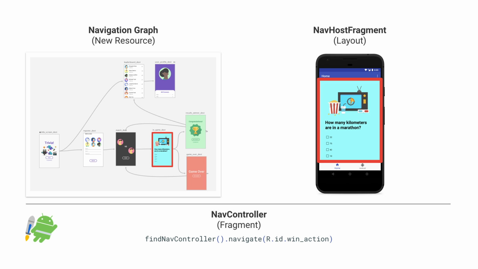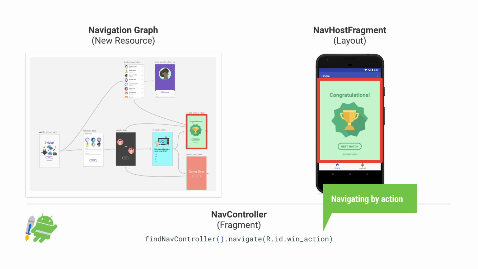So if I write some code like this, the nav controller will then perform this navigation action based off of all of that information that was in the navigation graph, and it will ultimately swap out which fragment is shown in the nav host fragment. Now here I'm using the action's XML ID to specify which of those action arrows to follow. But an even better way to do this is using the navigation component's SafeArgs plugin.